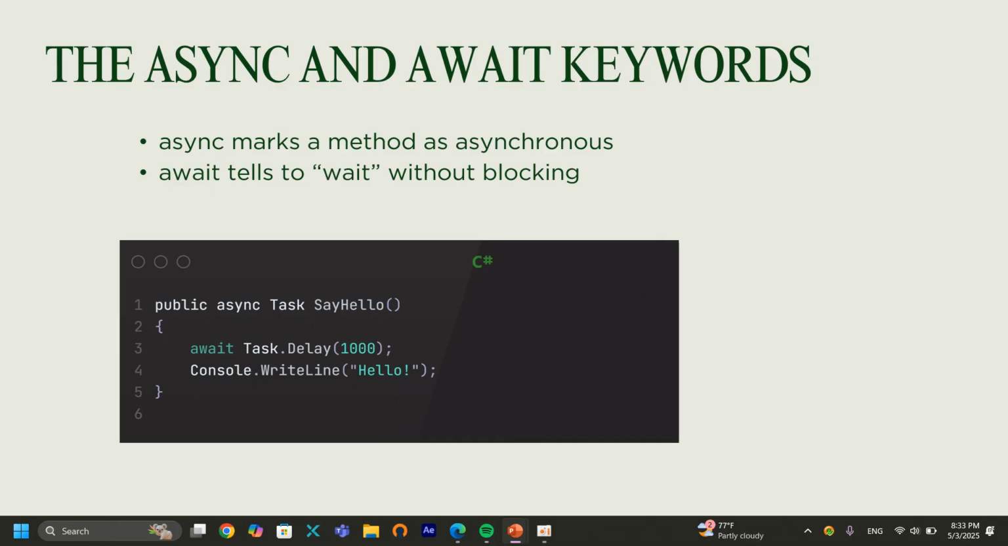In C Sharp, we use two special keywords, async and await. Async marks a method that can run asynchronously, and await tells the program, pause here but don't freeze the app, and wait until this task finishes. It's like saying, hey, go do this, and when you're done, come back here.